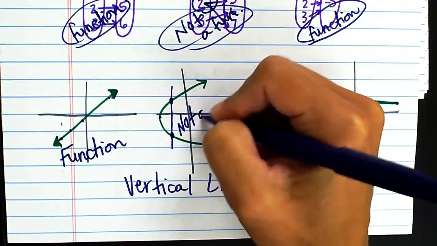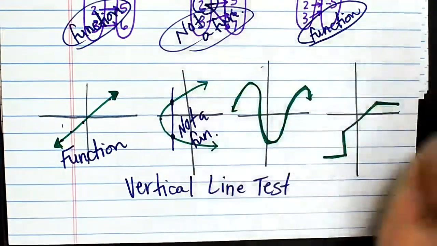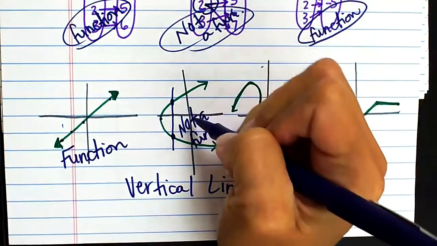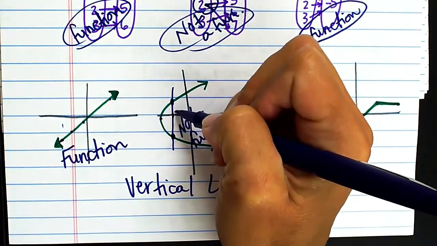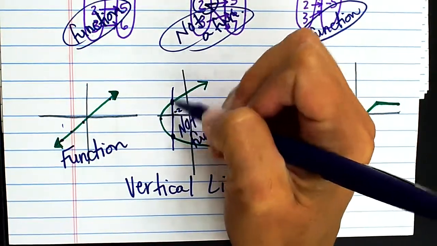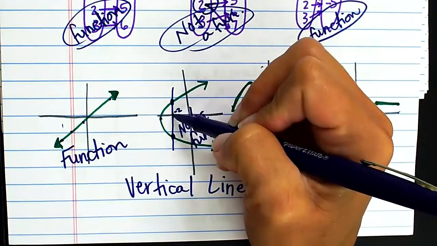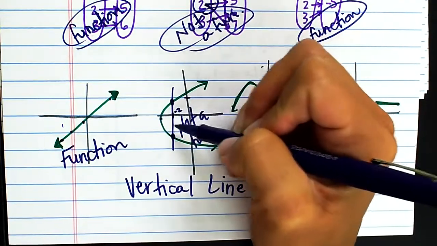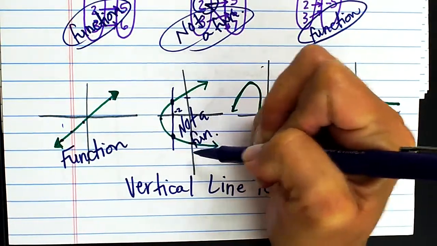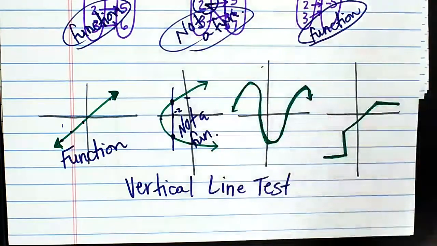This is not a function, okay? If you think about it, let's say that right here, x is negative 2. If I was going to write points down, I would say negative 2 is paired with, let's say that's 2, and negative 2 is also paired with negative 3. So that is not a function.